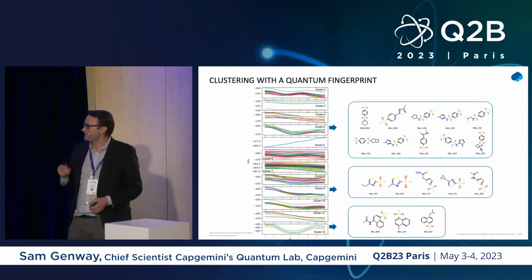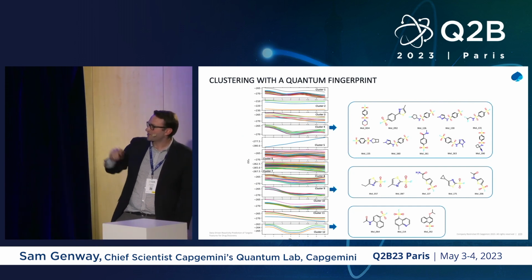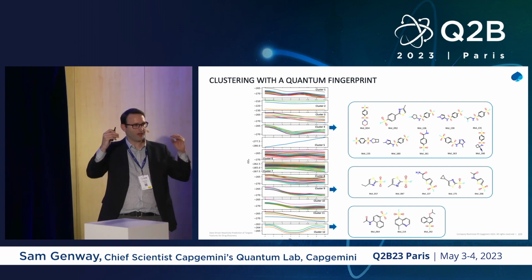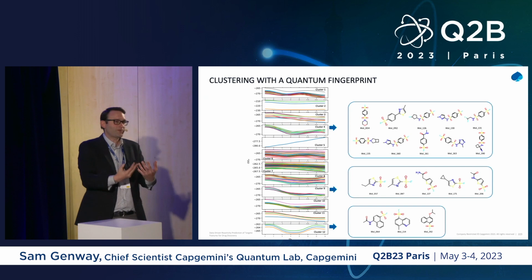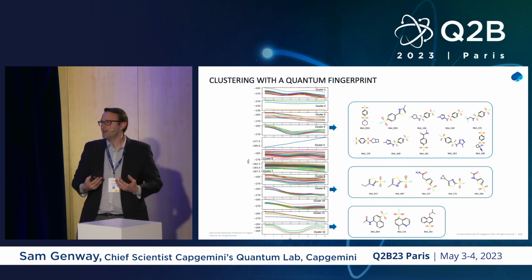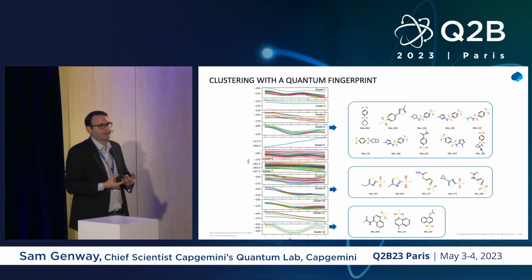If we look at cluster 4, then we see a series of sulfonamides substituted across from the warhead, so at opposite positions on the benzene ring. So these quantum fingerprints are naturally capturing some of the differences in the chemistry that we would expect to see. So that's really nice to see.